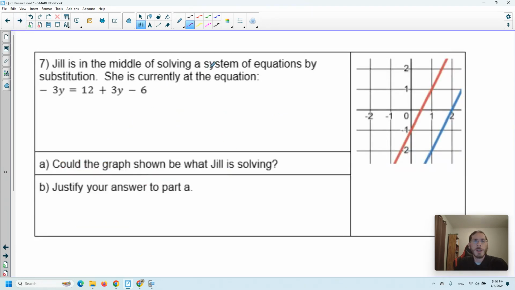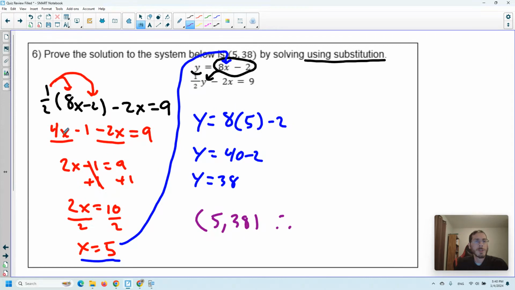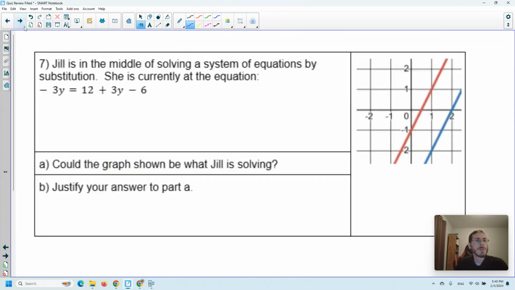For 7, it says Jill's in the middle of solving a system of equations by substitution. She's currently at this equation. So that kind of looks like what we had. So we had something that looked a little bit similar to that, right? We had this right here. Could the graph shown be what Jill is solving? So if we look at the graph, this is a graph of parallel lines. So this is a graph for no solution.